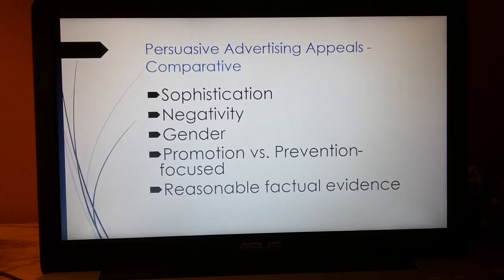Depending upon who's buying the product, you might want to think about that in terms of doing a comparative ad. And also, are you promoting the product, or are you trying to prevent something from happening again? You want to make sure that you have reasonable and factual evidence to share with people. Again, that goes back to this whole idea of credibility and believability.